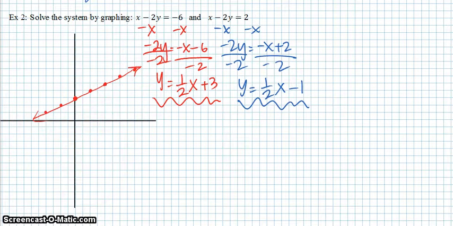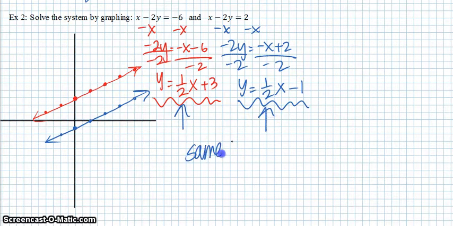Then I'm going to graph the blue one, which is y-intercept of negative 1, and then rise 1 over 2, rise 1 over 2. And if I draw this graph, again, my lines aren't perfect, but hopefully you can see that they're parallel. They're never going to cross. If you noticed, they have the same slope.